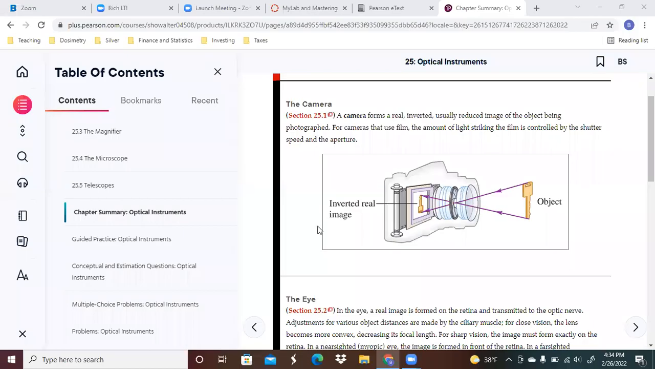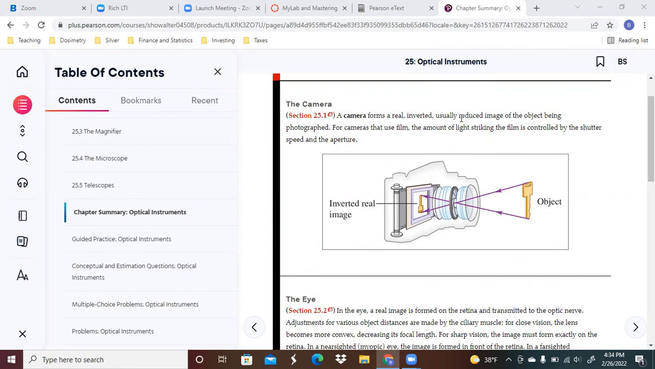This lecture is going to be over section 25.1. This particular chapter is dealing with optical instruments. And so what we're going to look at here is each of these types of images or methods of imaging and kind of get a picture for how they work. No pun intended. For 25.1, we're looking at the camera.